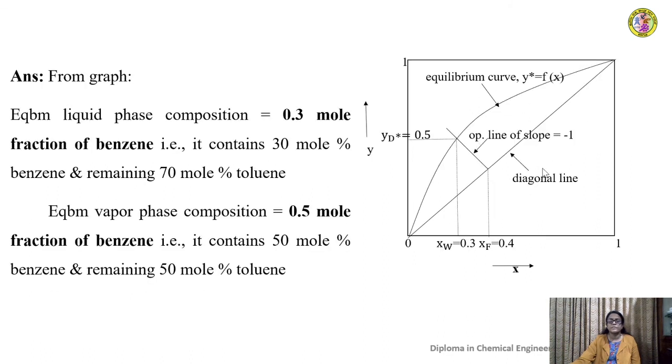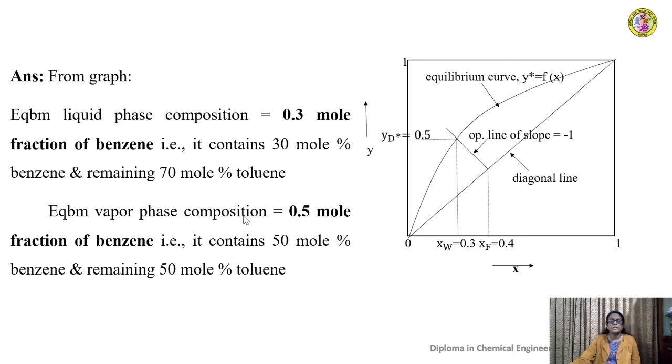So the answers from this plot are that the equilibrium liquid phase composition is 0.3 mole fraction of benzene. That means it contains 30 mole percent benzene and 70 mole percent toluene. And in the same way, the vapor phase composition is 0.5.